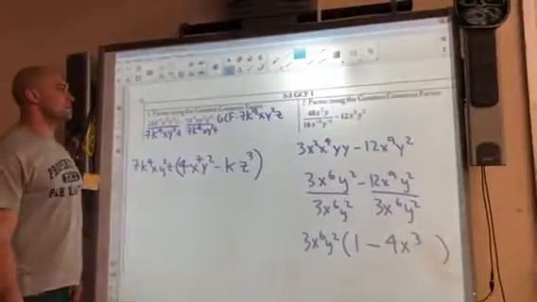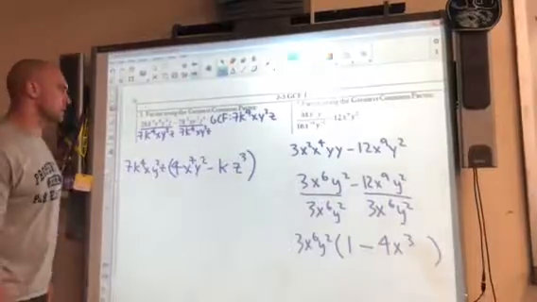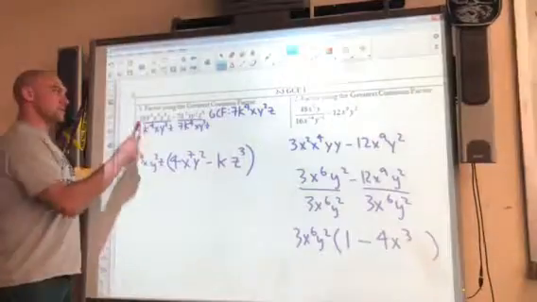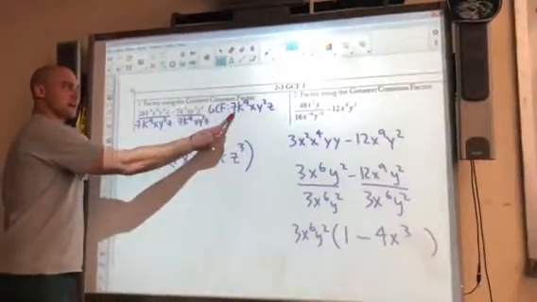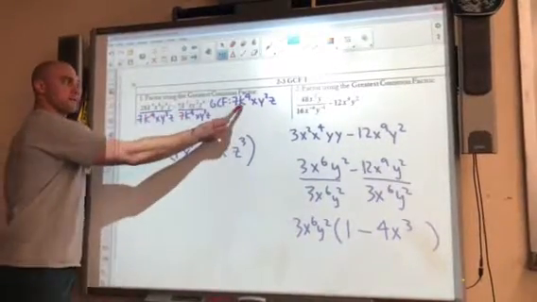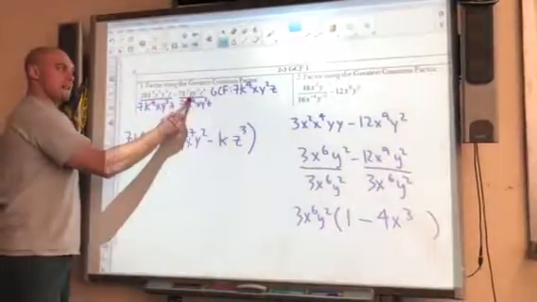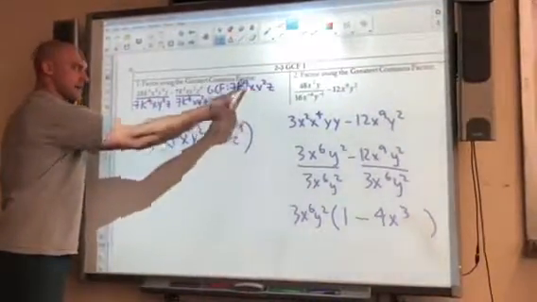All right, in 2-3 number 1 here, we need to factor using the greatest common factor. So between 28 and 7, the greatest common factor is 7. Between k to the 4th and k to the 5th, it's k to the 4th. Between x to the 8th and x, the greatest common factor is x.